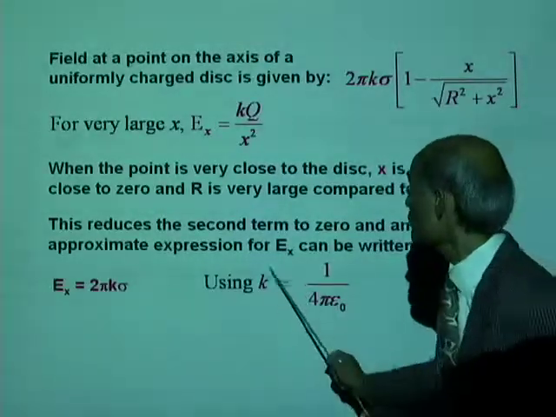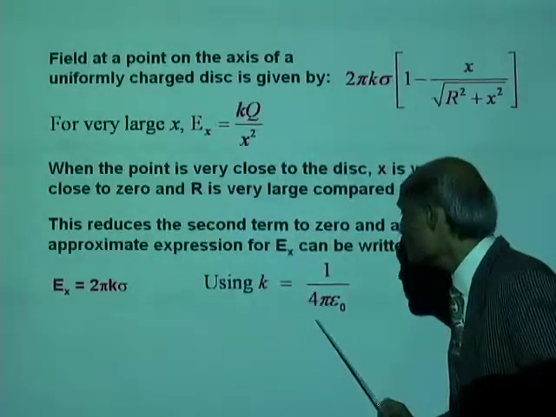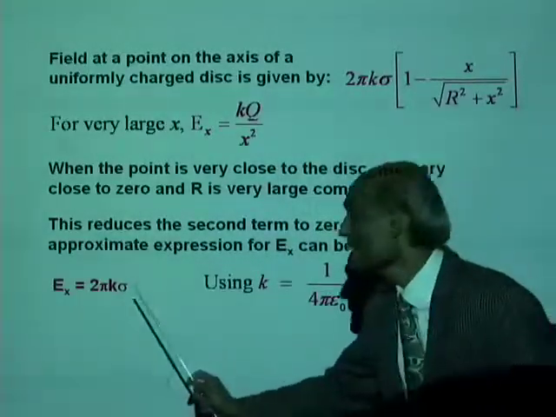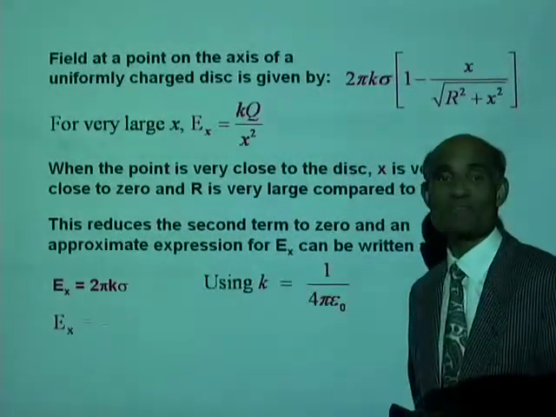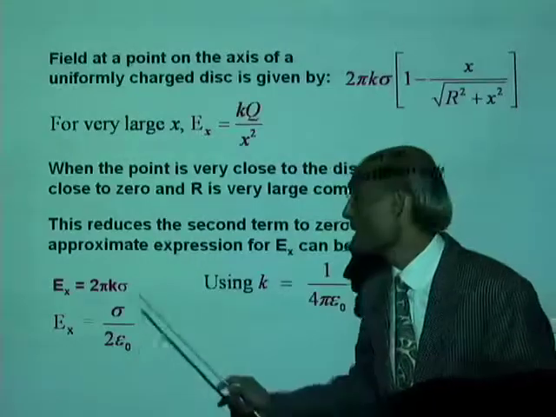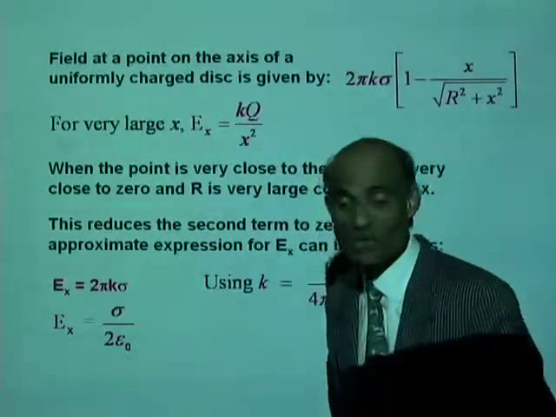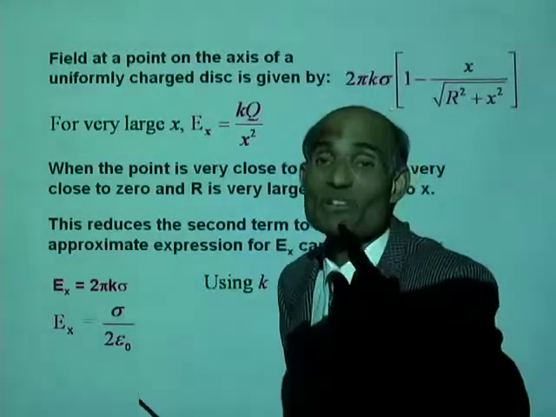Okay? And using k equal to, do you remember? K equal to 1 over 4 pi epsilon naught. Can you replace that k by 1 over 4 pi epsilon naught? Your electric field becomes sigma over 2 epsilon naught. I will ask you for this in the next class.